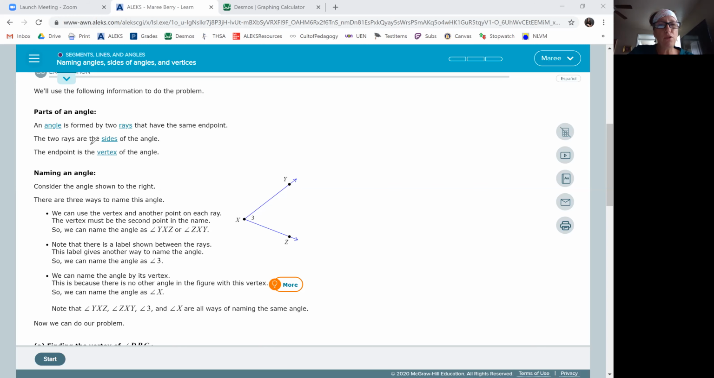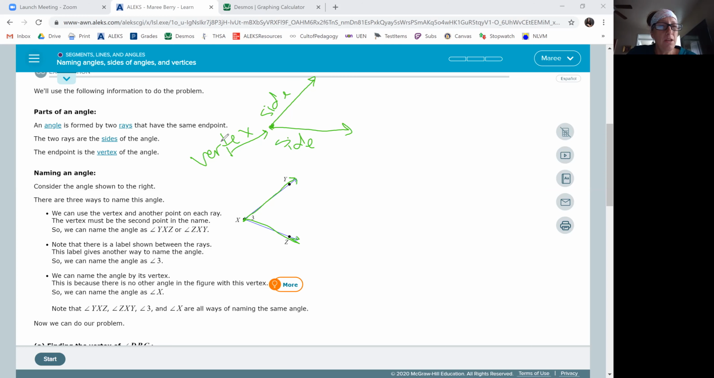An angle is formed by two rays. If you draw a ray and you draw another one, and they both start at the same endpoint, like this one starts with X. Here's ray XY and here's ray XZ. That forms an angle. The two rays are called the sides of an angle. These are the sides. This is a side. This is a side. The endpoint is called the vertex.